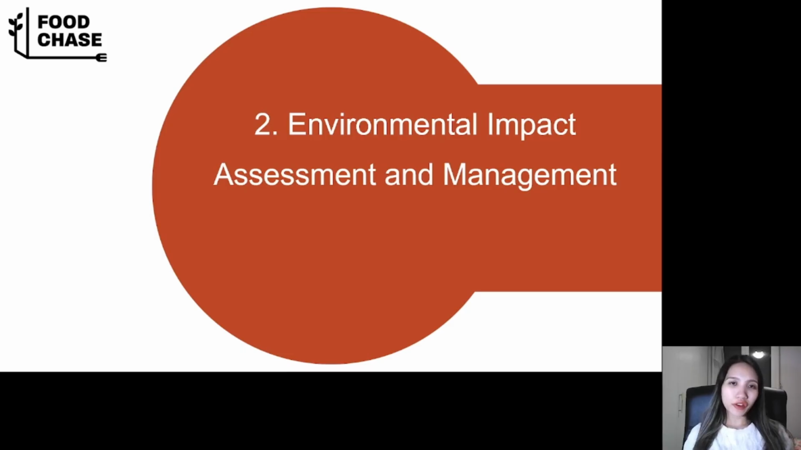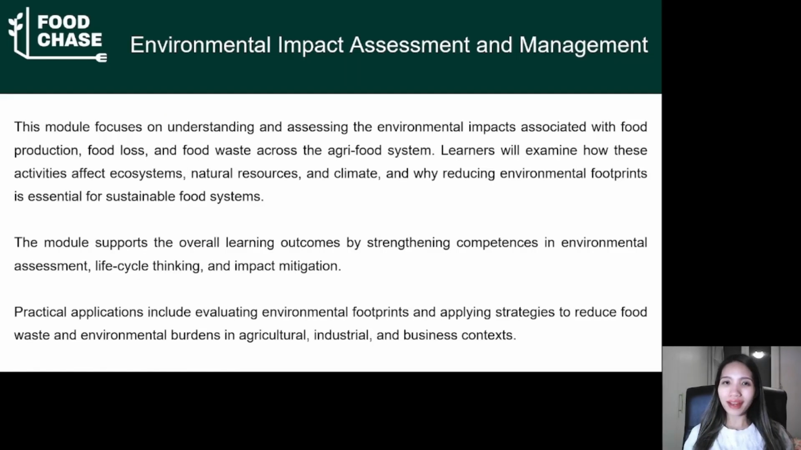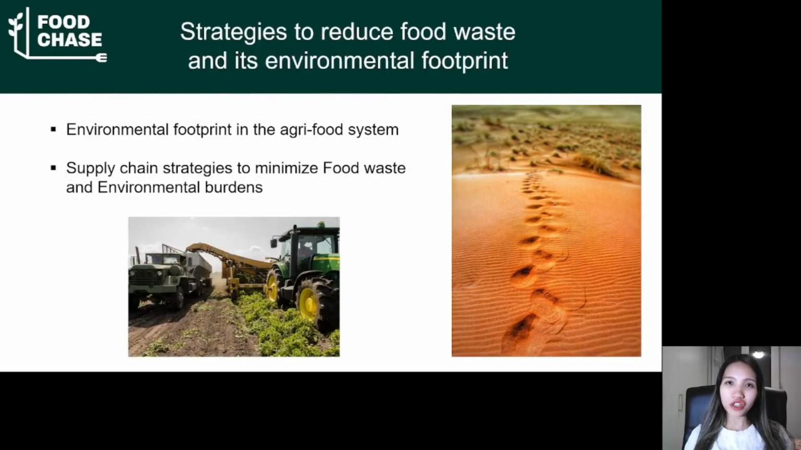Today, we will continue the second module with a lesson about strategy to reduce food waste and its environmental footprint. In particular, we will discuss the environmental footprint in the agri-food system and supply chain strategy to minimize food waste and environmental burdens.